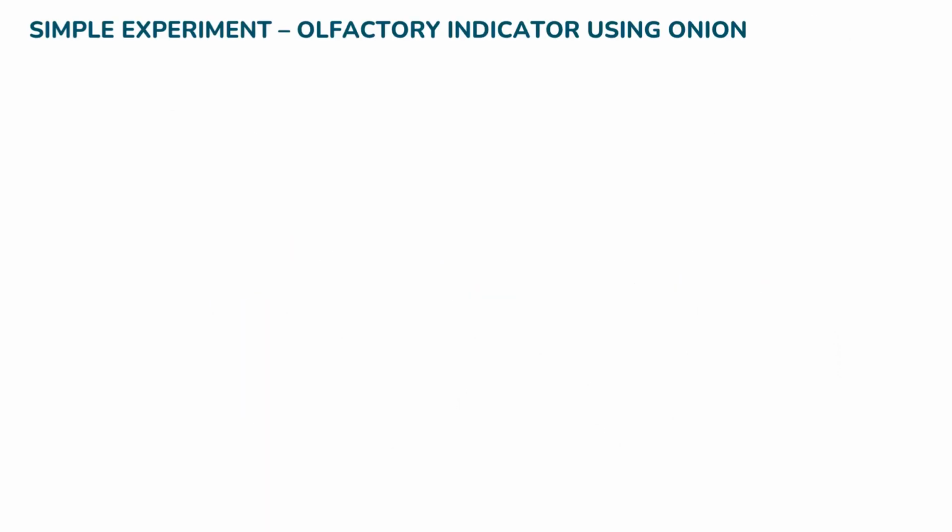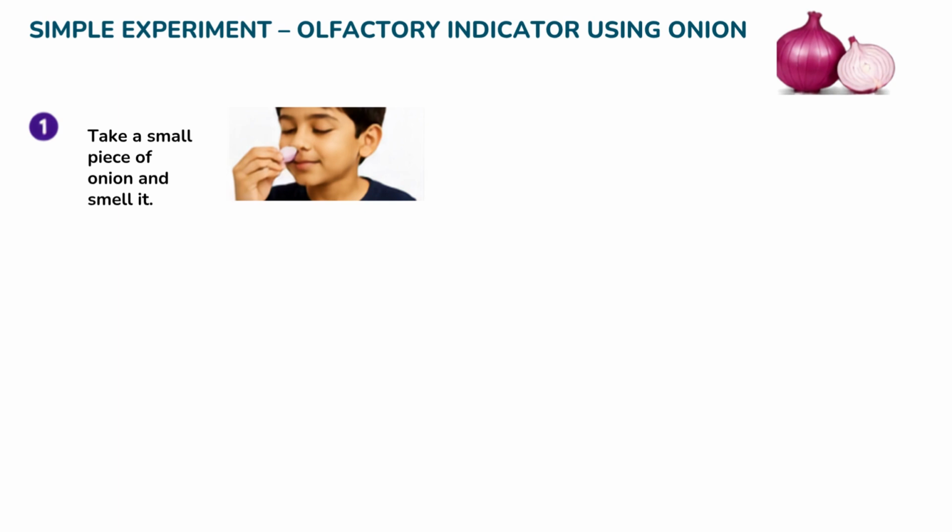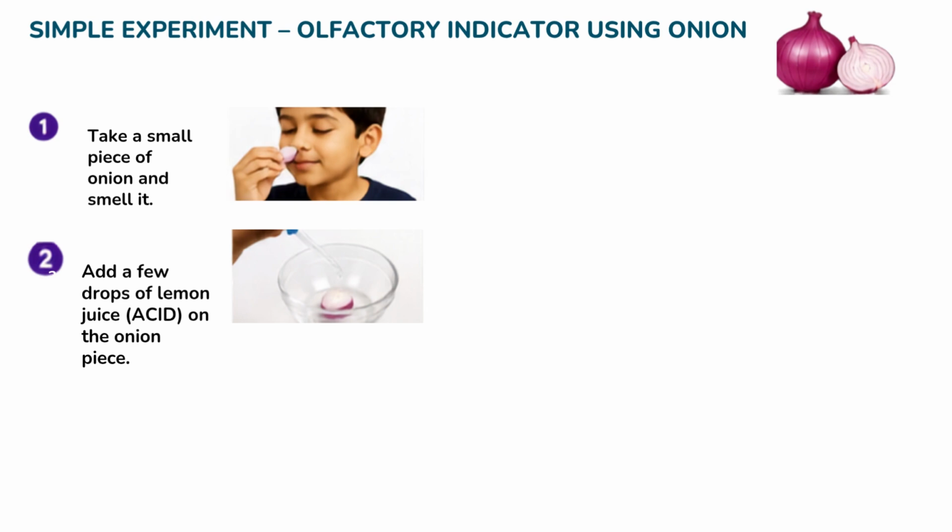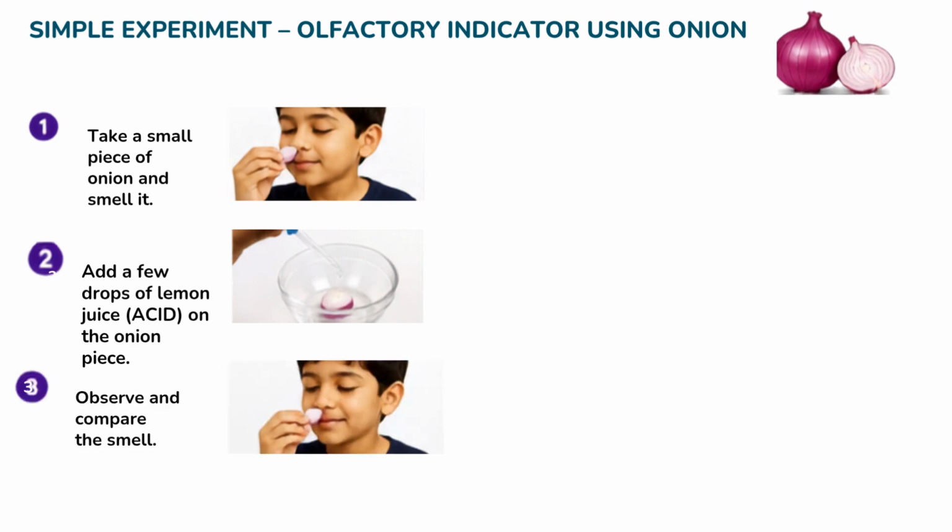Let us understand with a simple experiment how olfactory indicators react in case of acid and basic solutions using onion. First of all, take a piece of onion and smell it. You can clearly smell the onion. Next step is adding a few drops of lemon juice, which is acidic in nature, on the onion piece. Then smell the onion. The smell remains the same.